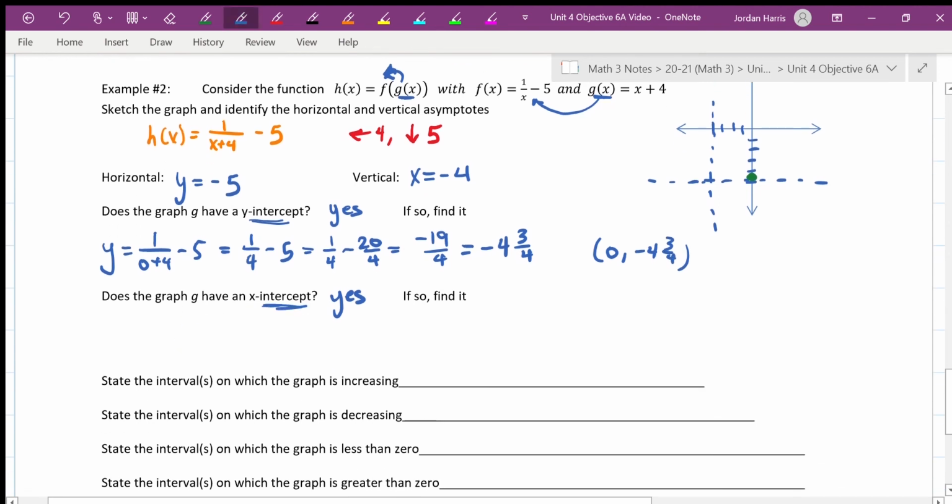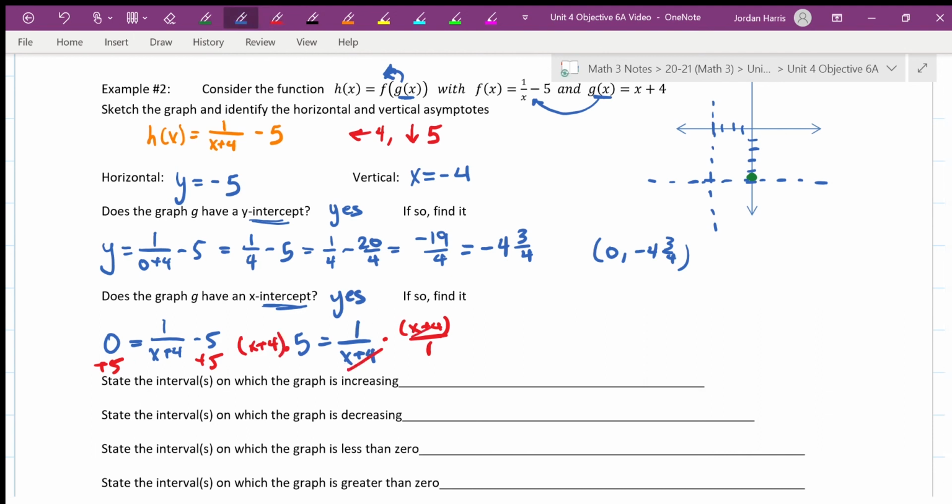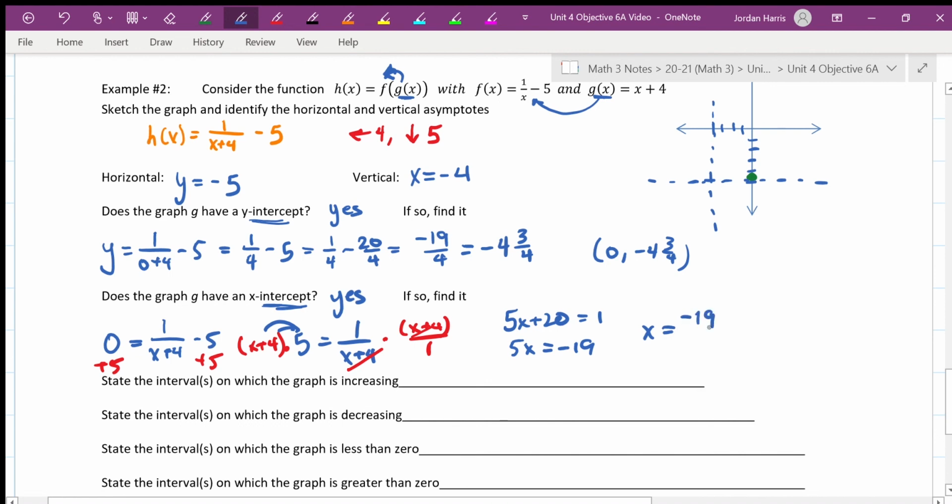X-intercept. Set y equals 0 now. So 0 equals 1 over x plus 4 minus 5. So to do this, we add 5 to both sides. We get 5 equals 1 over x plus 4. We multiply both sides by that denominator. Since there's only 1, that makes it easy. Okay, distribute, so I get 5x plus 20 equals 1, subtract 20, so I get 5x equals negative 19, divide by 5, so I get x equals negative 19 divided by 5.